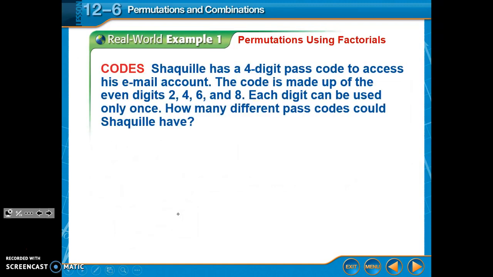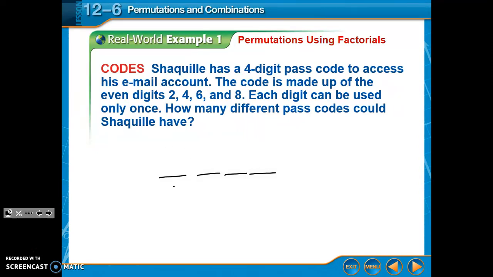Okay? So now that we know that, we want to find permutations, basically using factorials. So if we have Shaquille, he has a 4-digit passcode to access his email account. The code is made up of the even digits 2, 4, 6, 8. Each digit can be used only once. How many different passcodes could Shaquille have? Okay, so we have 4 numbers that he has for a passcode, right? And he has 2, 4, 6, and 8.